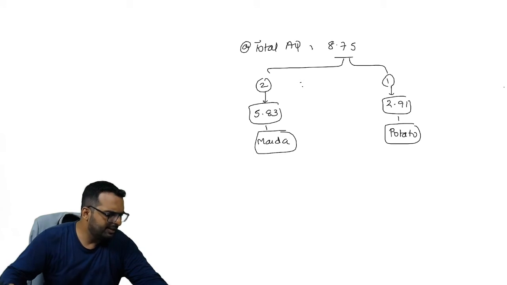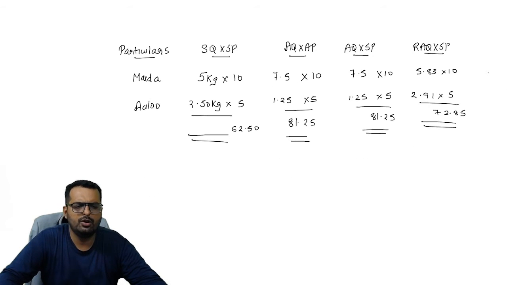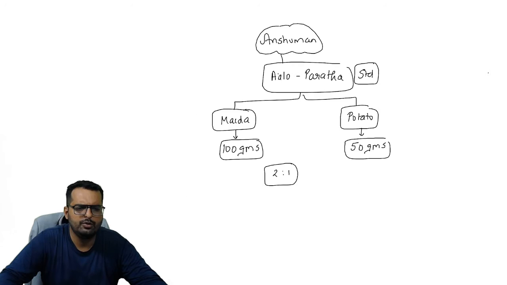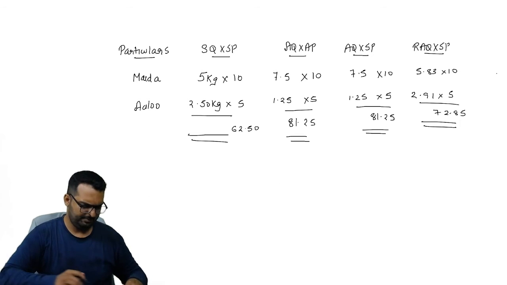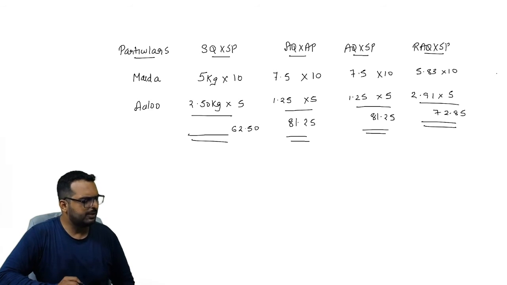In the table, isn't the SQ for potato supposed to be 1.75? SQ for potatoes should be 50 into 50 grams, right? 50 into 50 grams. That is 2.5. Anshuman, that is correct. SQ is based on actual output. Am I right?